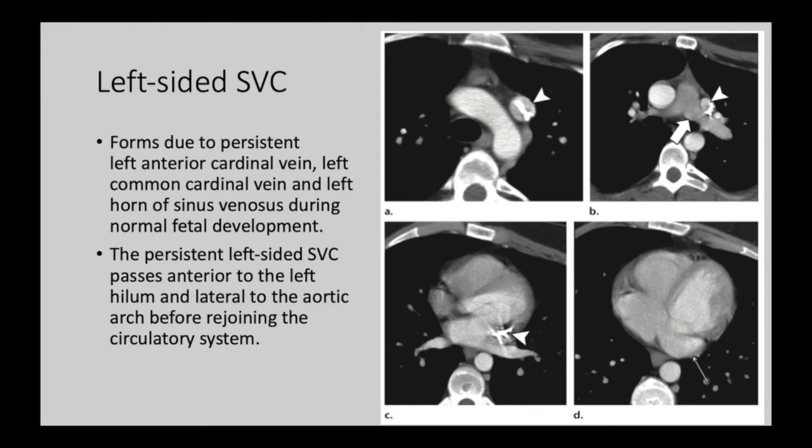Left-sided superior vena cava forms due to persistent left anterior cardinal vein, left common cardinal vein, and left horn of sinus venosus during normal fetal development. Persistent left superior vena cava passes anterior to the left hilum, lateral to the aortic arch before joining the circulatory system.